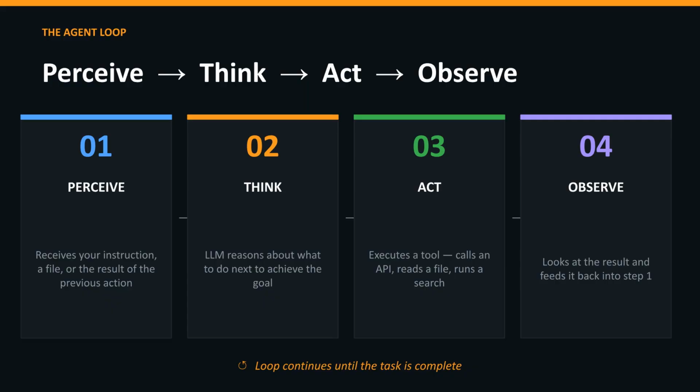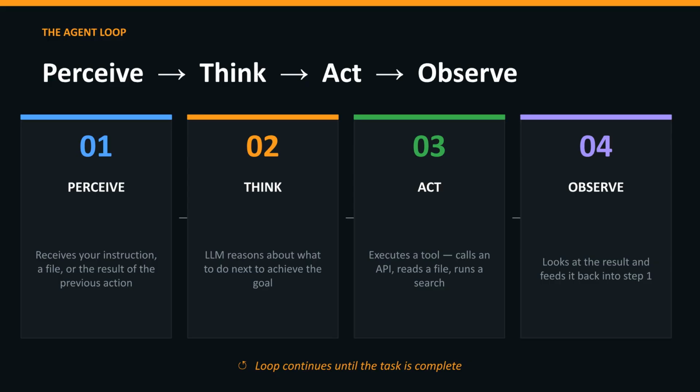Think about the difference like this. A regular LLM is like asking a very smart friend for advice. You describe your problem, they give you an answer. You go do it yourself. An AI agent is like hiring that same smart friend as an employee. You give them a goal, they figure out the steps, make phone calls, send emails, do research, and come back to you with the finished result.